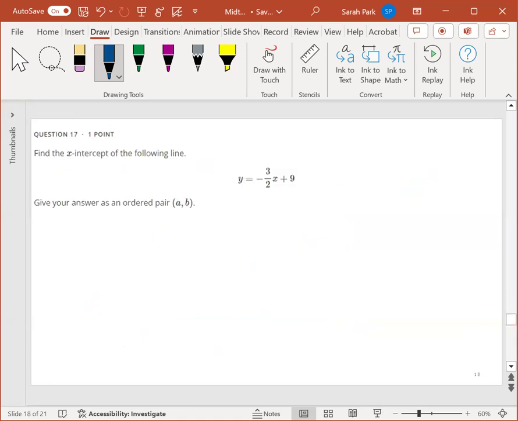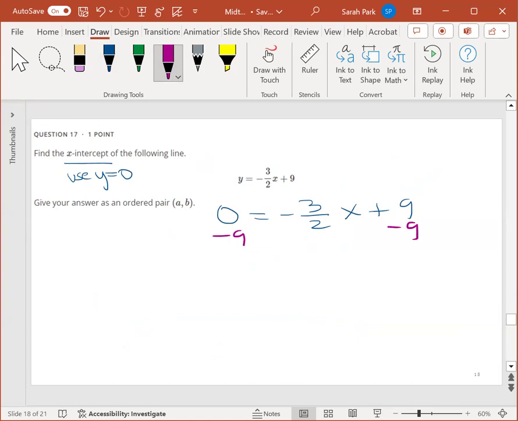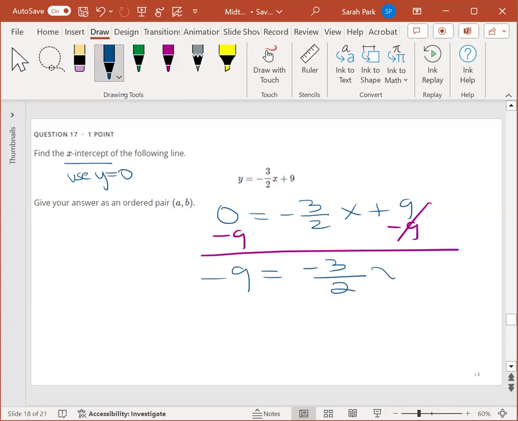You find the x-intercept of the line y equals -3/2x plus 9. So if you want to find the x-intercept, you set y equal to 0. So we substitute 0 in for y, and we have 0 equals -3/2x plus 9. We subtract the 9 away because we're trying to solve for x, and that'll give us the x-intercept. 0 minus 9 is -9, equals -3/2x.